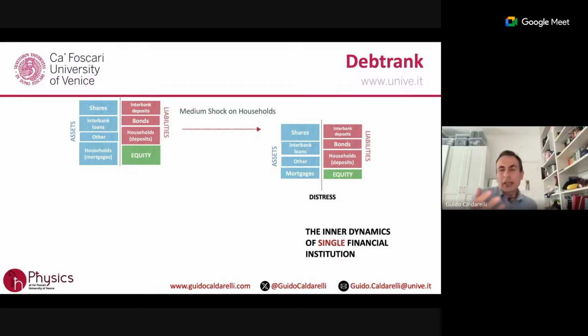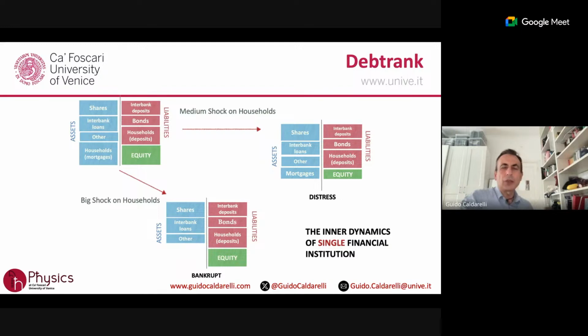But this is a situation of just distress. It can be much worse than that. If you have a big shock, all this value goes to zero. Then all your equities go, you pay back debtors, but you still have more debts than assets, and then you're bankrupt.